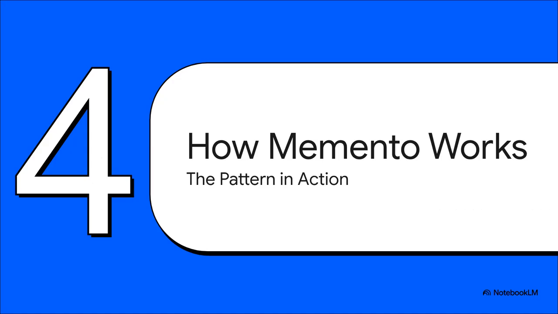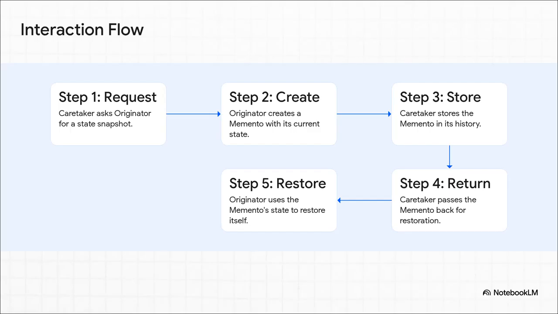Okay, so we've met our cast of characters, now let's see them in action. Let's break down exactly how this whole memento dance works. It's a really simple, elegant flow. The caretaker basically says, hey, originator, time to save your state. The originator whips up a memento and hands it over. The caretaker takes that memento and just tucks it away in its history list. Then, later, when you hit undo, the caretaker just pulls out the last memento it saved, hands it back to the originator, and says, here, go back to this. The originator then opens it up and restores itself.